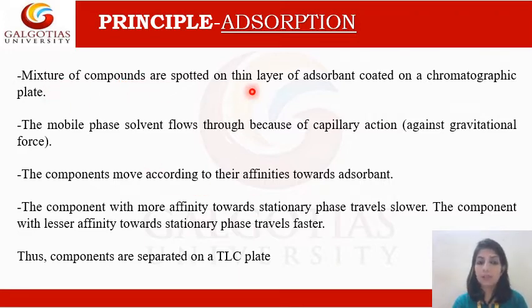The mixture of compounds is spotted on a thin layer of adsorbent coated on a chromatographic plate. This chromatographic plate is made of glass. The mobile phase solvent flows through capillary action, against gravitational force. The components move according to their relative affinities towards the adsorbent. The component with more affinity towards the stationary phase travels slower. The component with lesser affinity towards the stationary phase travels faster, and hence the components are separated on a TLC plate.